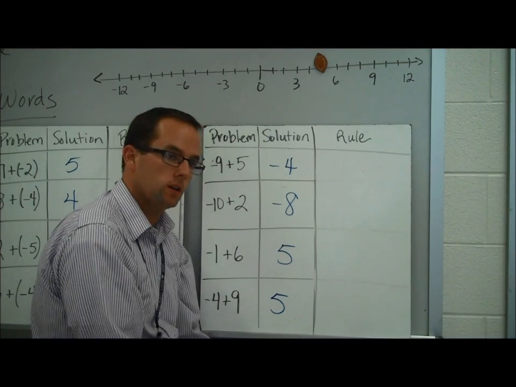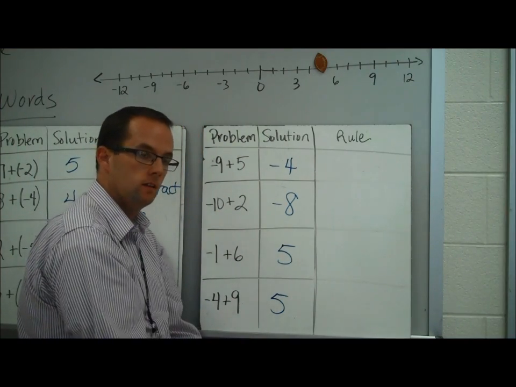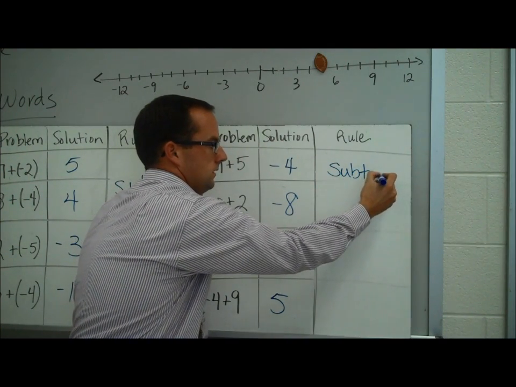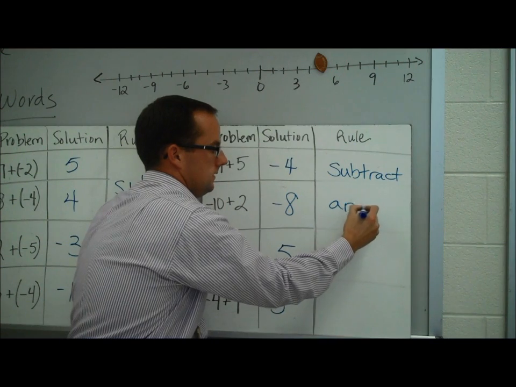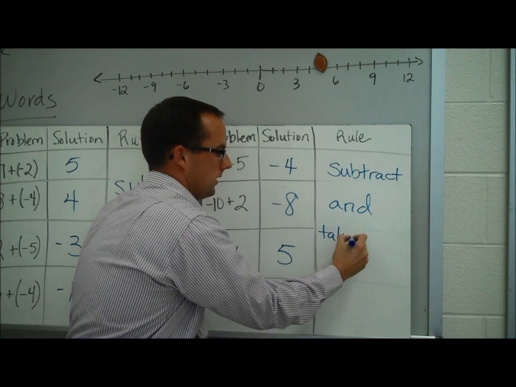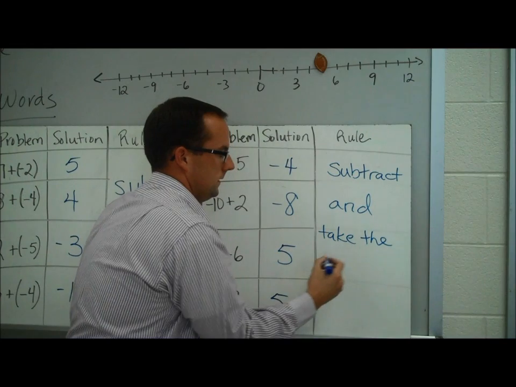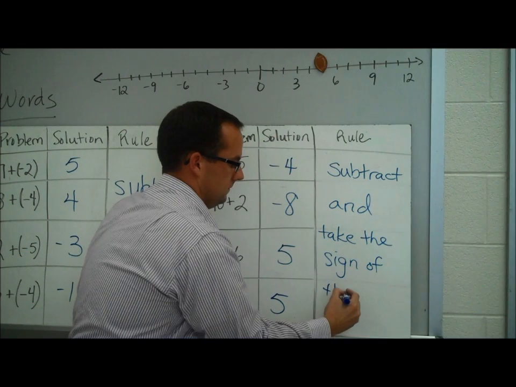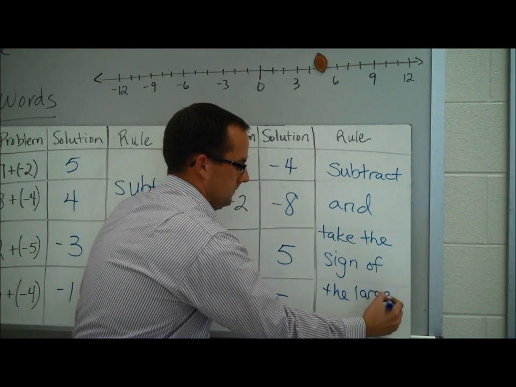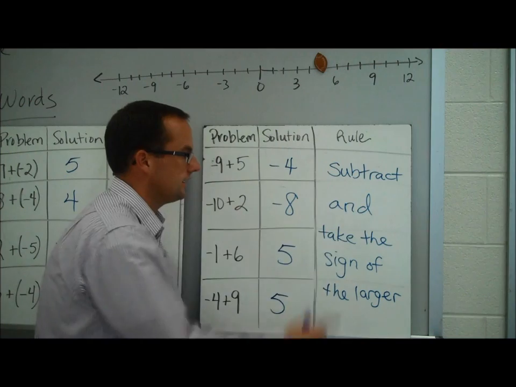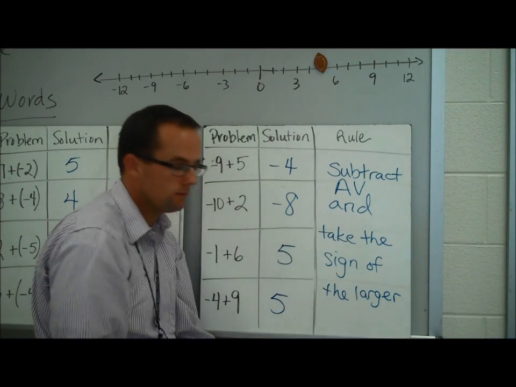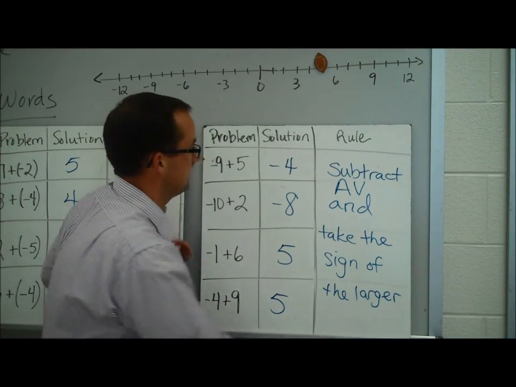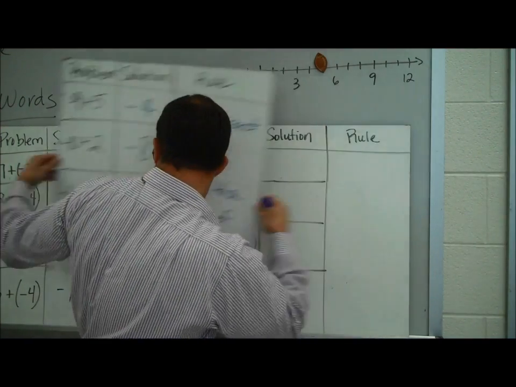So what patterns do you notice? Well, again, what am I doing? I'm actually subtracting the numbers. So subtract the numbers and take the sign of the larger one. Miss Taylor is back there reminding me to say subtract the absolute value. AV. Subtract the absolute value of the 2 numbers. And then take the sign of the larger number. All right. Moving on.